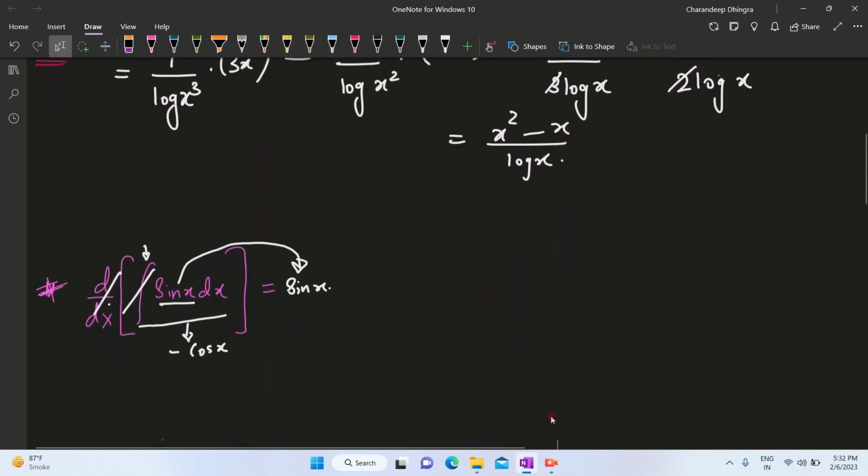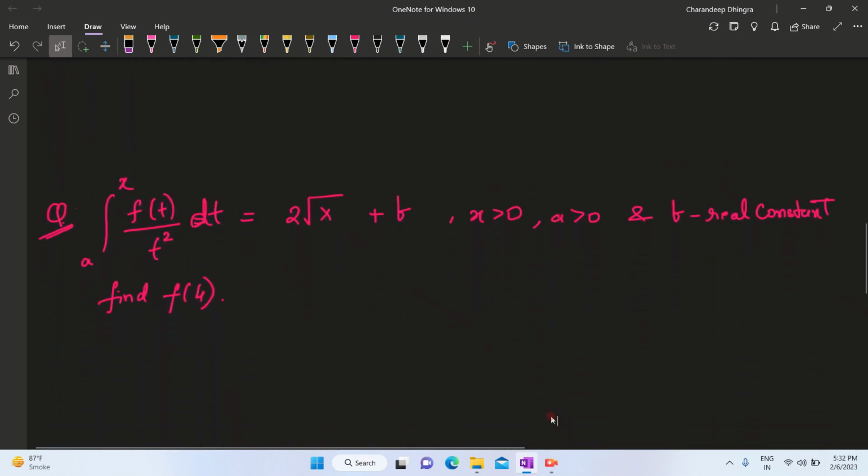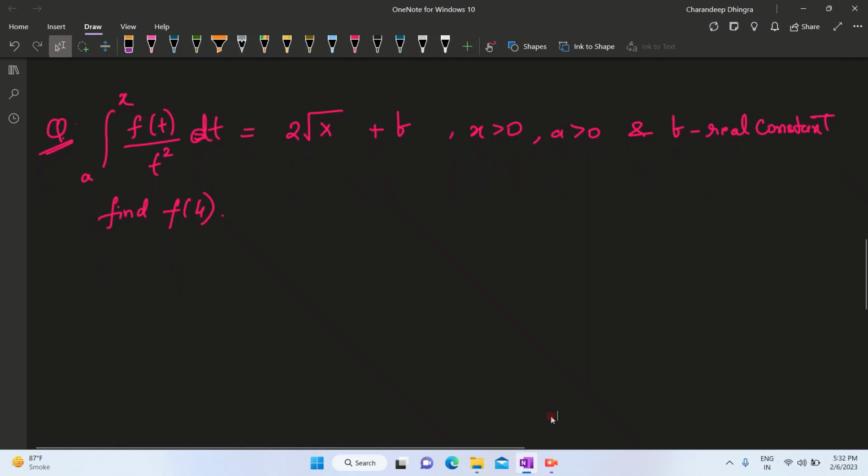Let's check out one more question where we can use Leibniz rule. Let's say this is the question wherein you again have a definite integration from a to x, where a is greater than 0, x is greater than 0, of f of t upon t square dt, which is equal to 2 root x plus b, and b is a real constant. We have to find f of 4. So in this case, if you want f of 4, that means f should come out of the integration. So again what I'll do is I'll take the derivative on both sides.